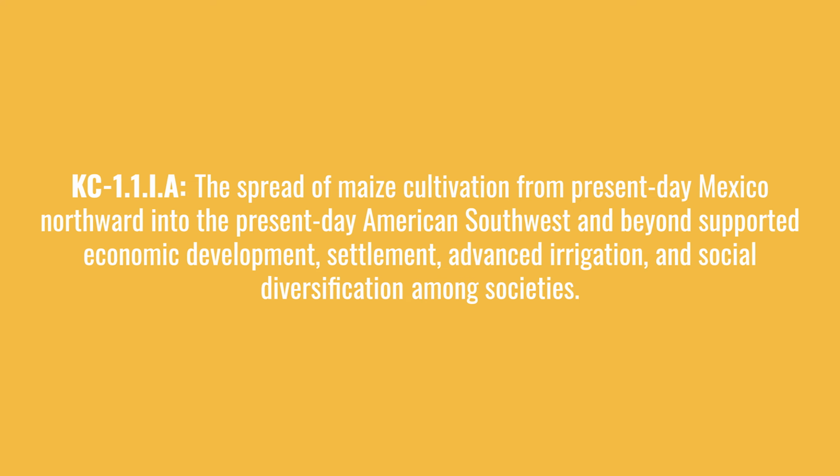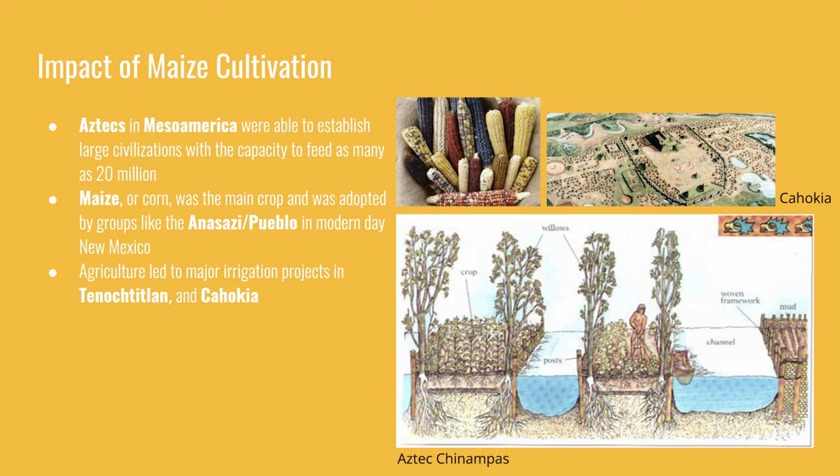So the first key concept is the spread of maize agriculture from present-day Mexico northward to the present-day American Southwest and beyond supported economic development, settlement, advanced irrigation, and social diversification among societies. The first thing to get to here is the word maize. That means corn. The corn that these native societies used to plant looks very much like the one that you see on the screen. It's very colorful. It would take many centuries and genetic modifications of strains of corn to get it to look like the corn that you and I eat today.